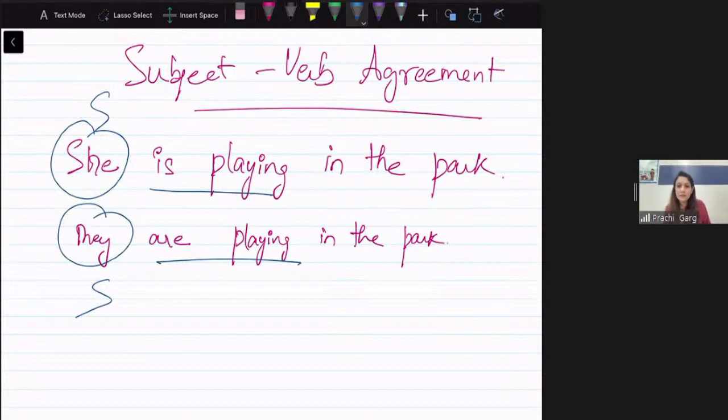What kind of verb is playing? Who's going to tell me? Since it has ing, what type of verb would you call it? Can anyone answer this?